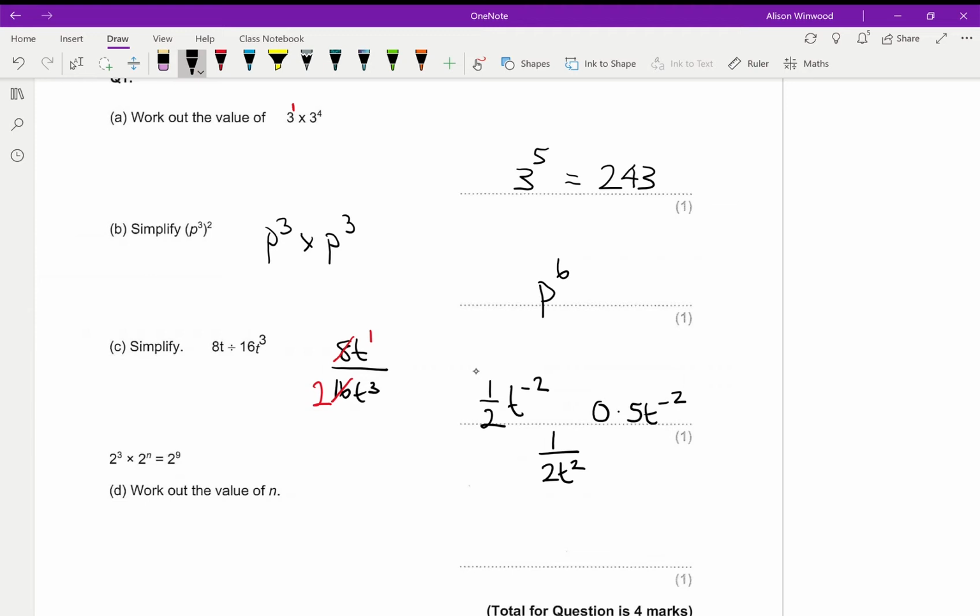Multiplying, add the powers, so 3 add n makes 9, so n must be 6.